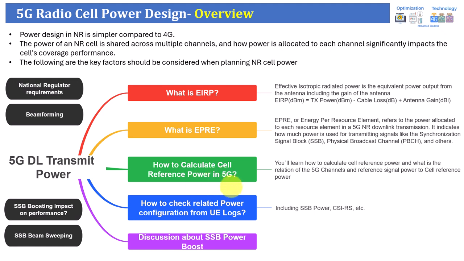Then in between, we'll be discussing how to check in general the configured power, for example for SSB, from the logs, from the UE logs, or from layer 3 messages. And then we'll end with SSB power boosting, because sometimes you need to increase the SSB power. So what would be the impact on the throughput and the coverage in general for SSB coverage and throughput, and why this impact is happening, for example if you're degrading or improving the throughput. This is all we'll understand. So let's move forward and see what we have.